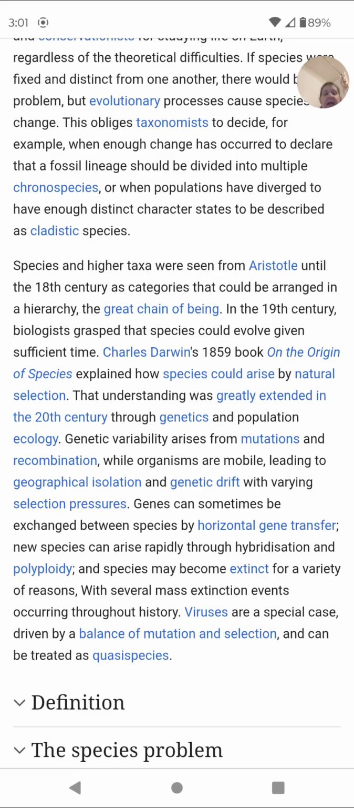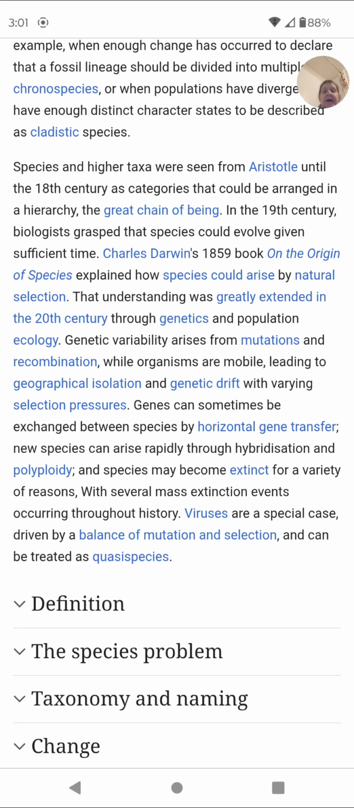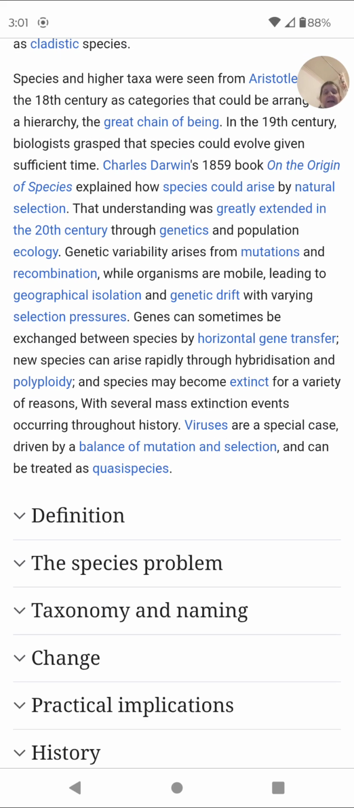Genetic variability arises from mutations and recombination, while organisms are mobile, leading to geographical isolation and genetic drift with varying selection pressures. Genes can sometimes be exchanged between species by horizontal gene transfer. New species can arise rapidly through hybridization and polyploidy, and species may become extinct for a variety of reasons, with several mass extinction events occurring throughout history.